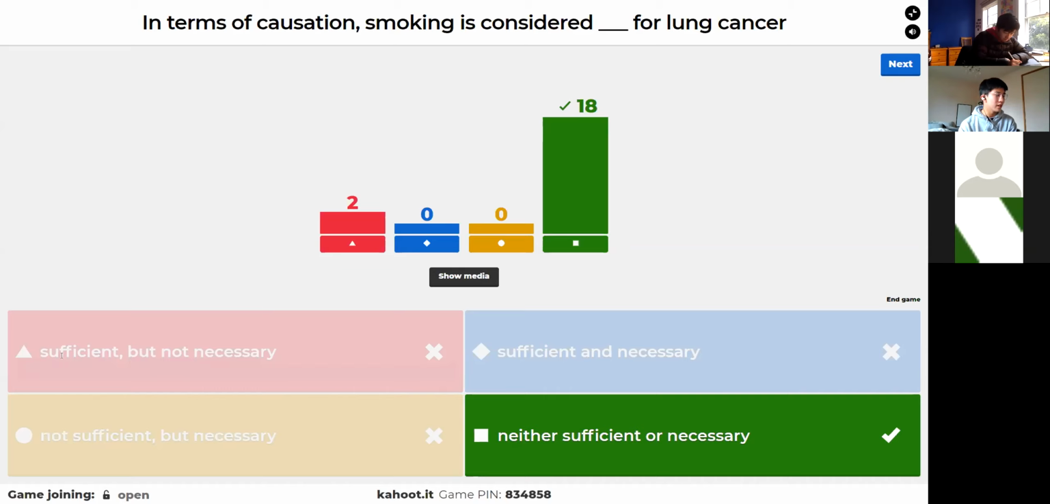The reason why it's not red is because although you may think it's sufficient, like smoking could increase your risk for lung cancer, you still probably need some other factors for you to develop lung cancer, perhaps such as a family history or certain stresses or environmental things. Yeah, there's really such a huge range. So it's neither sufficient nor necessary for lung cancer.